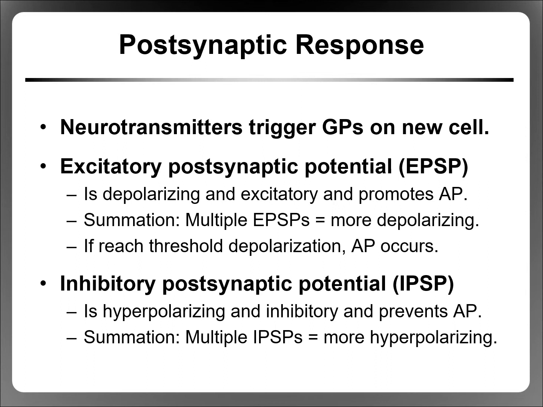On the other hand, the inhibitory postsynaptic potential is a hyperpolarizing and inhibitory response, which prevents an action potential in that particular cell. The summation of an inhibitory postsynaptic potential means that we will have a more hyperpolarized cell, which makes it much more difficult to stimulate that particular postsynaptic cell.